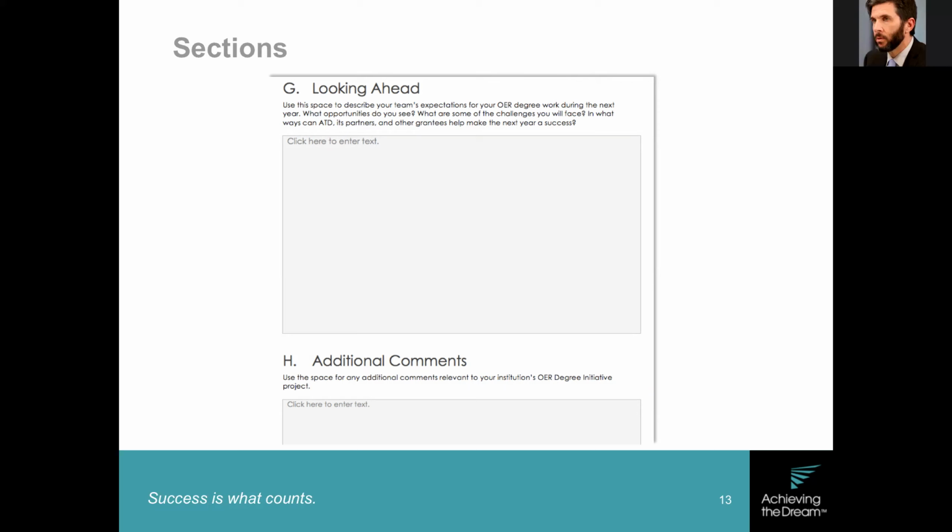So that's a little looking forward in the report. And then section H is really the additional comments, anything that we missed or anything you want to include that doesn't fit in the categories we've included. That's a place for you to include them. Right, so that's the project narrative.